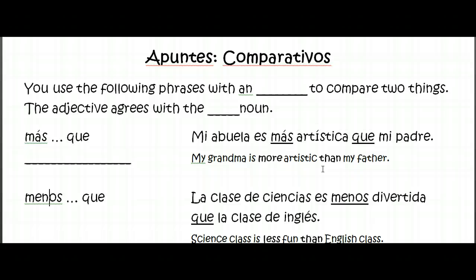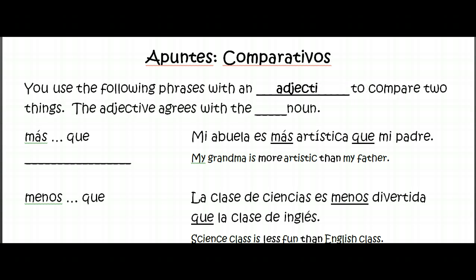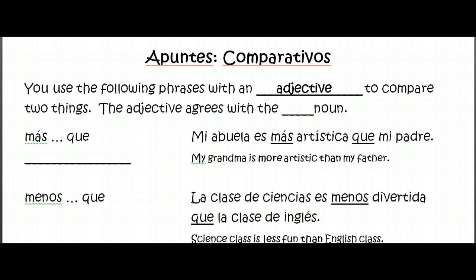Hi students, in today's video we're going to talk about comparisons. So please turn to the page in your packet in which you can find these notes and please follow along. So with comparisons, you're going to use the following phrases with an adjective to compare two things.